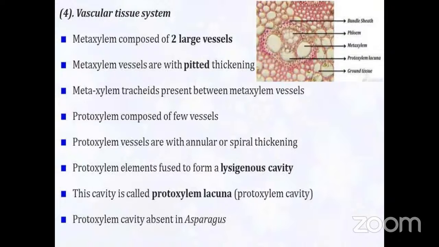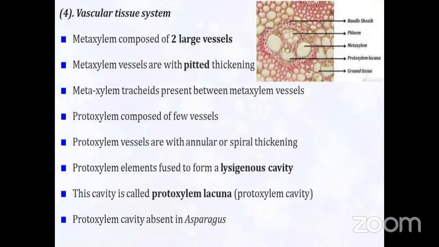So sometimes for vascular bundle, a sheath is also seen. Then metaxylem is composed of two large vessels, I told you. Metaxylem vessels are with pitted thickenings. Pitted means some holes like that. Then metaxylem tracheids are present between metaxylem vessels. Two metaxylem vessels are there, and in between you find tracheids.